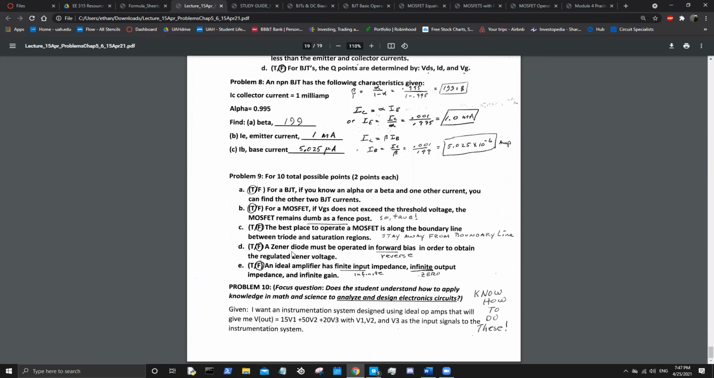All right. D. Oh, Zener diode? A Zener diode must be operated in forward bias in order to obtain the regulated Zener. The whole thing, Zener diodes must be used in reverse bias. So this is false, obviously.